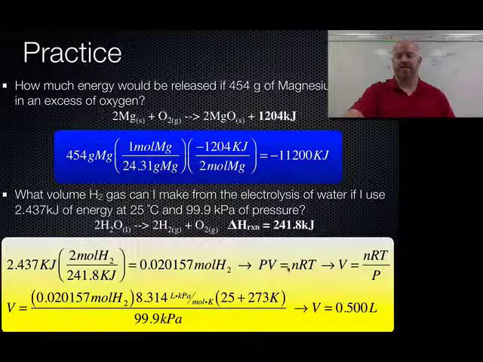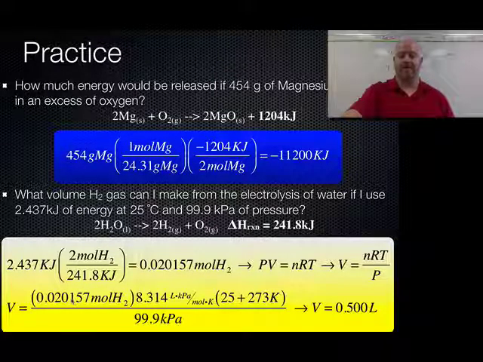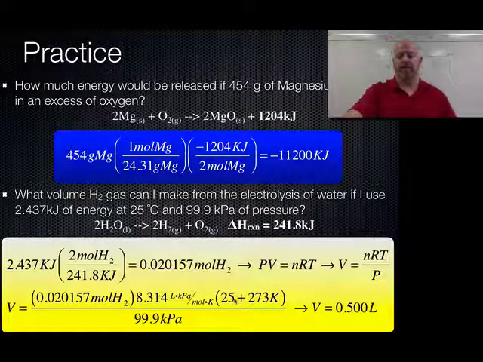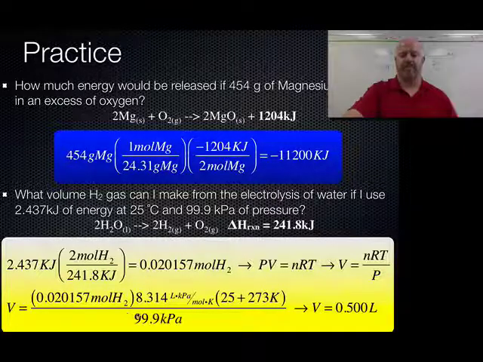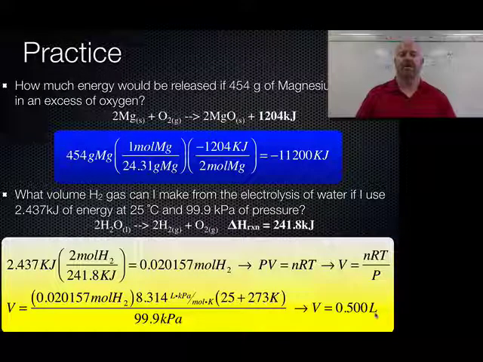Knowing the ideal gas law, we can rearrange that. We now insert our moles here, not rounding that number off. We know R. We know our temperature, which is the 25 degrees plus the 273 to get to Kelvin, and our pressure was 99.9 kilopascals, and we can solve for a volume of a half liter of volume here.